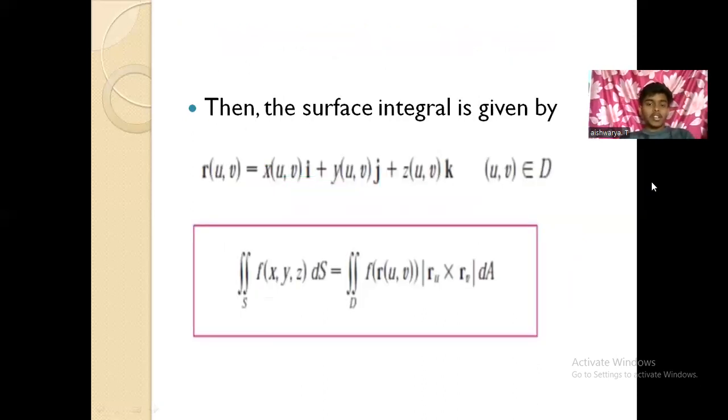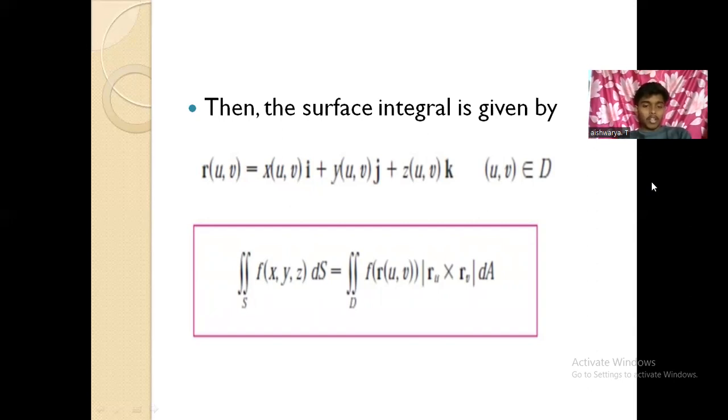Then the surface integral is given by r of u comma v equals x of u comma v into i plus y of u comma v into j plus z of u comma v into k. These are the surface integrals which I have taken, and this is the formula represented in the rectangular box.